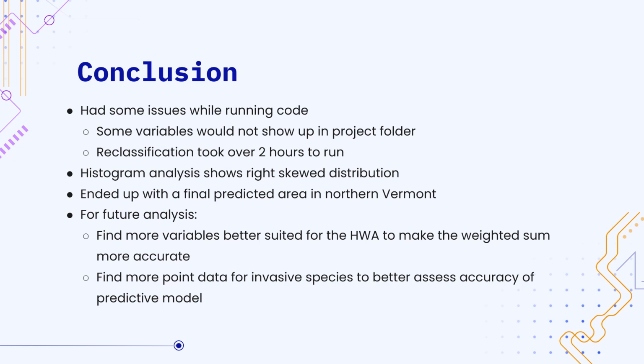And in terms of future analysis, we could first find more variables that were better suited for the HWA to make the weighted sum more accurate, and this could just involve a little bit more research on the species. We could additionally find more point data for the invasive species to better assess the accuracy of the predictive model at the end. And we lastly could use updated and more current data on certain points, such as the NDVI data.